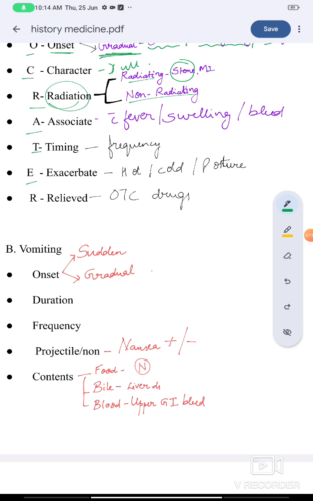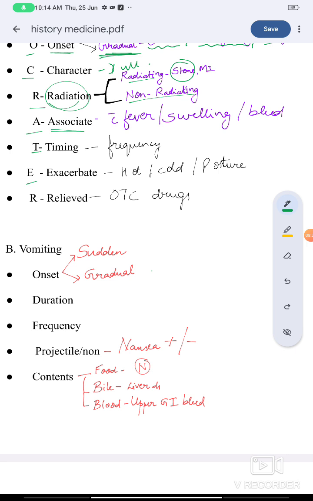Radiating pain may, for example, the pain of kidney stone or ureter stone or gallstone. Whenever there is a renal stone, then the pain tends to radiate towards the urethra, okay, and towards the abdomen as well. Coming to MI, the pain of MI usually radiates to the left shoulder region, to the left jaw region, and it may also radiate towards the back.